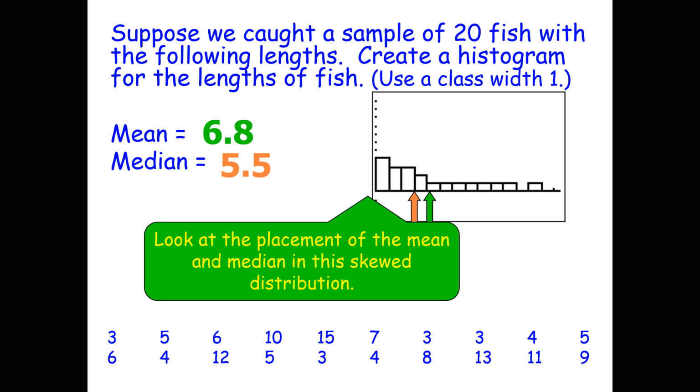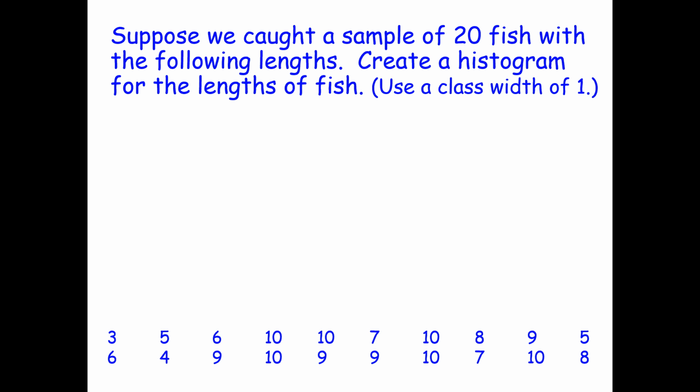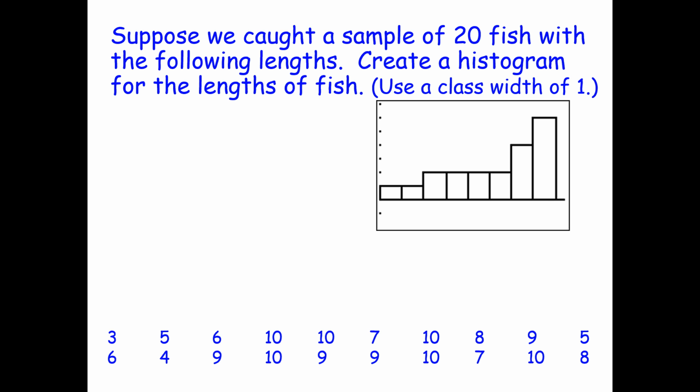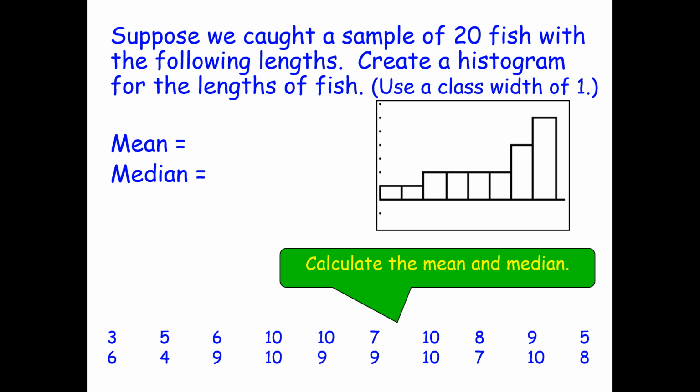So let's do one more sample of 20 fish. So suppose we catch a sample of 20 fish that have the following lengths. I want you to go ahead and create a histogram for these lengths of fish. Use a class width of 1. So go ahead and push pause and do that, and then when you're done, push play, and we'll see if you're right. So here our histogram looks like this from our data set. So go ahead and calculate the mean and the median values. Push pause and do this, and then push play when you're done, and we'll check and see if you're right.